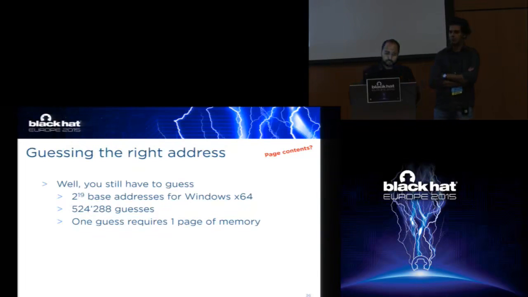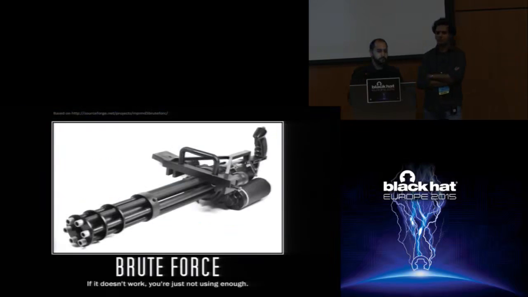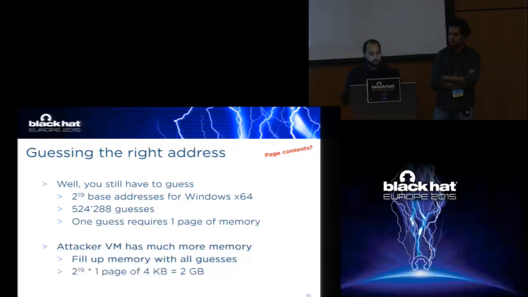But there is a very common offensive security concept, right? If it doesn't work, you're probably just not using enough. So the idea here is to actually use all the memory that an attacker VM has to do that simultaneously. So in the end, we implemented a brute force attack on these pages. The attacker VM uses all the memory that it has by guessing all the potential base addresses at once. And in the case of 64-bit Windows, that's not a problem because there are 2 to the power of 19 guesses times one page, which is 2 gigabytes of memory. So if the attacker VM has 2 gigabytes of memory, the attacker can do that in one go.